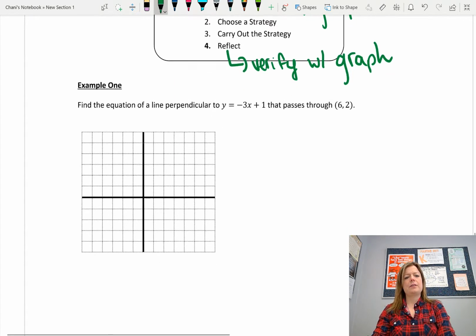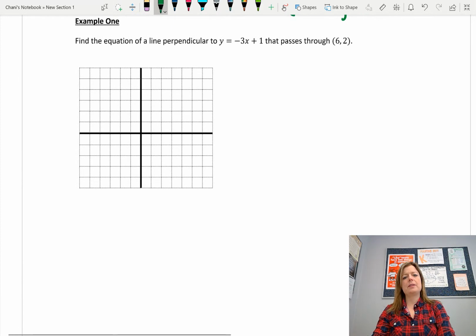Okay, so find the equation of a line perpendicular to y equals negative 3x plus 1 and passes through (6, 2). So I will be solving this on here first, just with algebra, and then I will show you GeoGebra. So the first thing I would do is actually graph this line so you can envision what this is that you're trying to find. So it's perpendicular to this line.